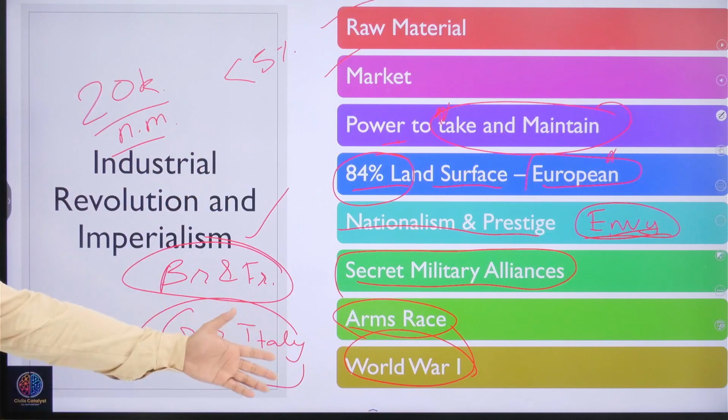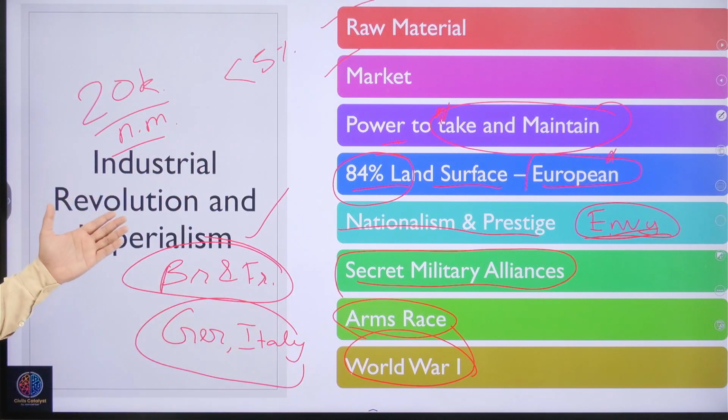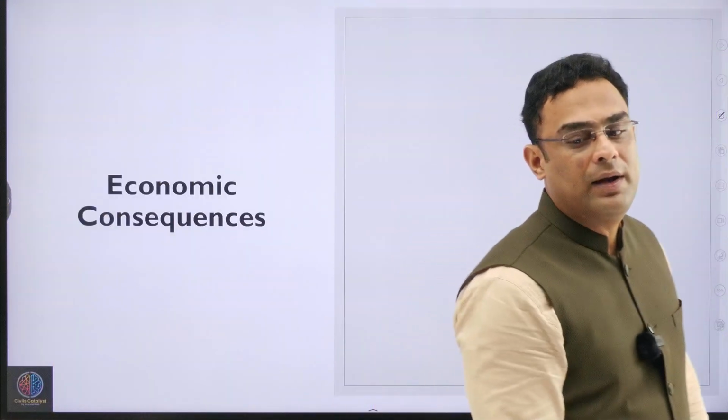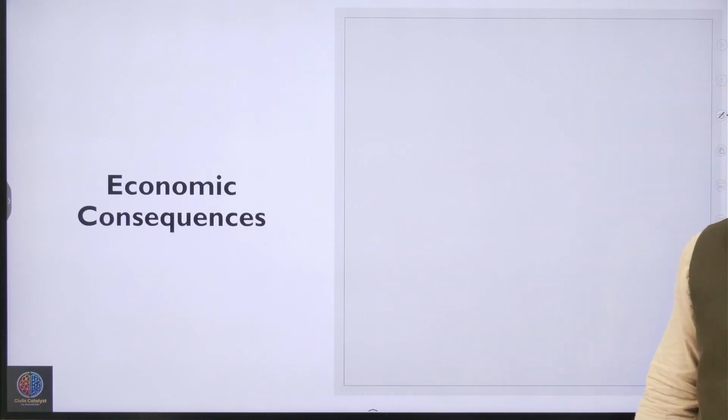Where does all of this begin? Somewhere it goes back to the Industrial Revolution. So I hope you understood this entire context, guys. Okay. Now, lastly, we will see the consequences of the industrial revolution.